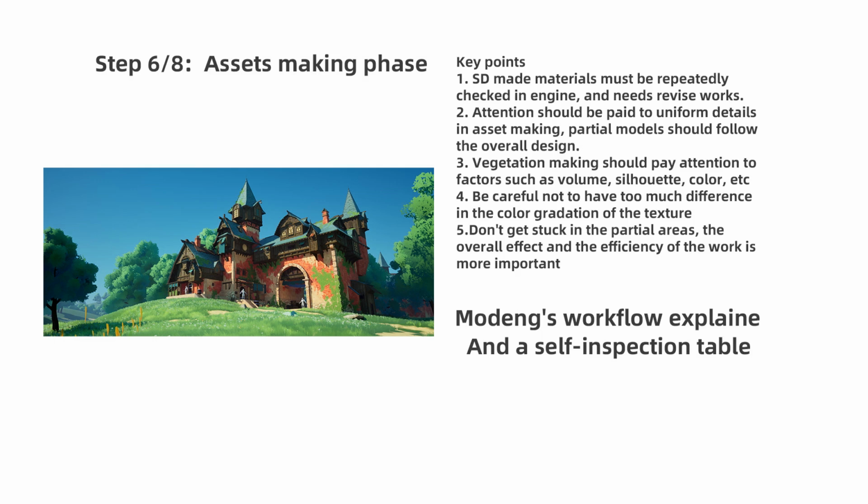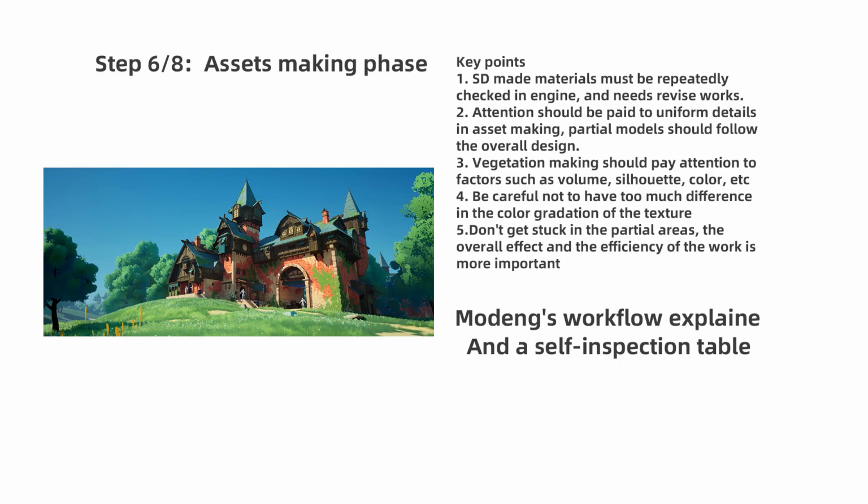Third, for vegetation, consider volume, shape, silhouette, and color. Shape and silhouette are key when modeling vegetation. For example, tree silhouettes are important, as is color. Always compare your work to reference images and source material.